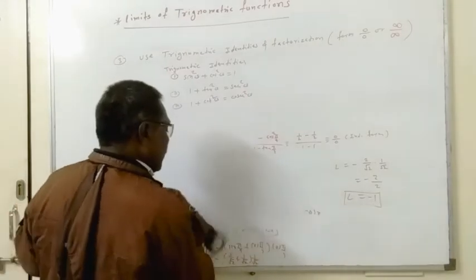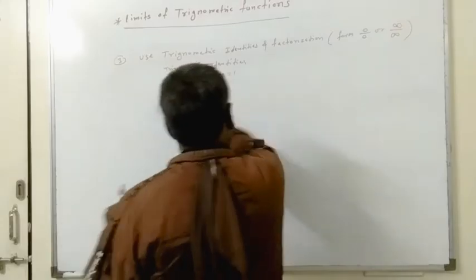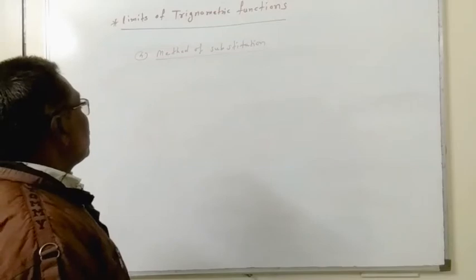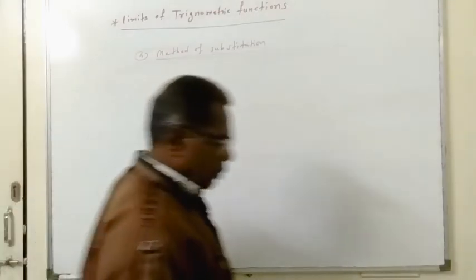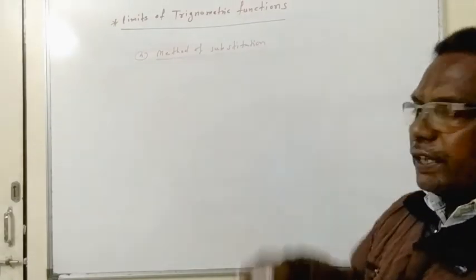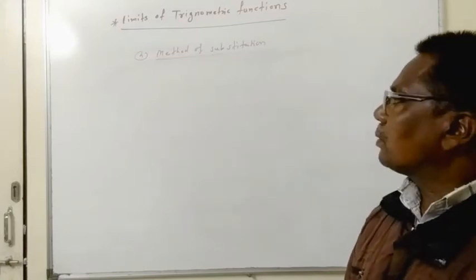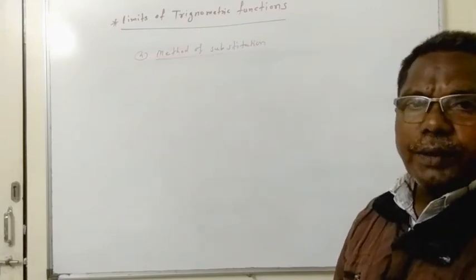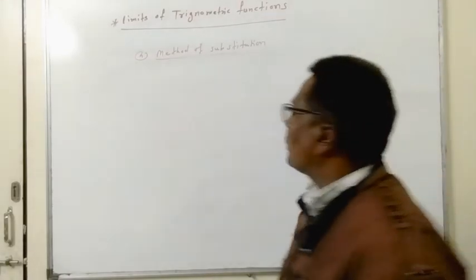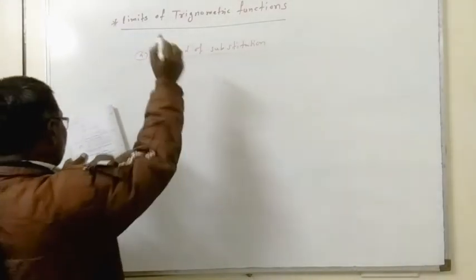Now in trigonometric functions, the fourth method is the method of substitution. So here the limit tends to a value other than 0. Now you know this: when the limit tends to other than 0, first of all you think of the method using trigonometry identities and factorization. If that method is not applicable, then we will go to this method of substitution. Now we will understand this method by example.